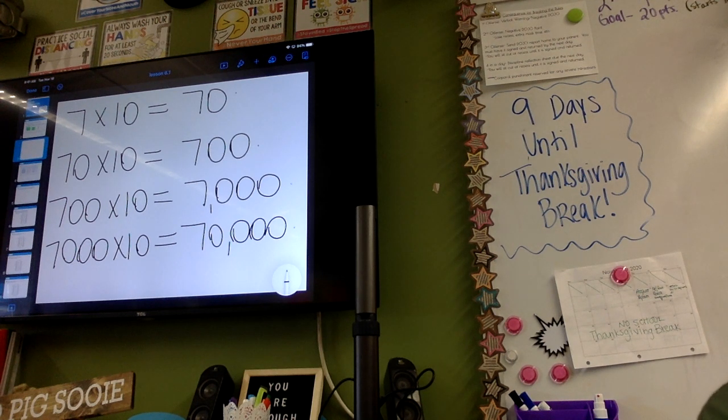Now, that's when you're dealing with whole numbers. That's your numbers in front of your decimal place. It's a little bit different when you're dealing with decimals, but we'll talk about that in just a second. Everybody good so far? So on these, when you're multiplying times 10, add a 0.